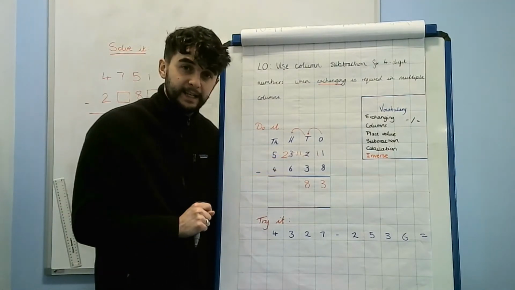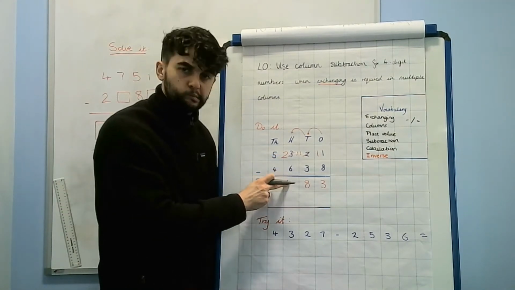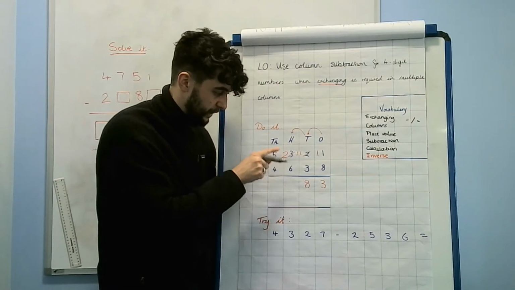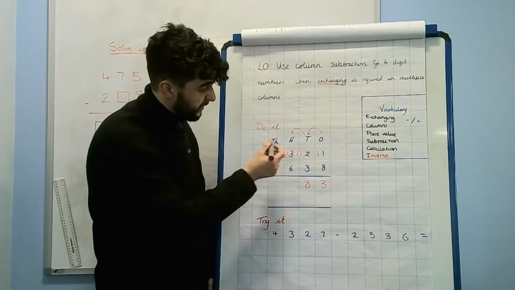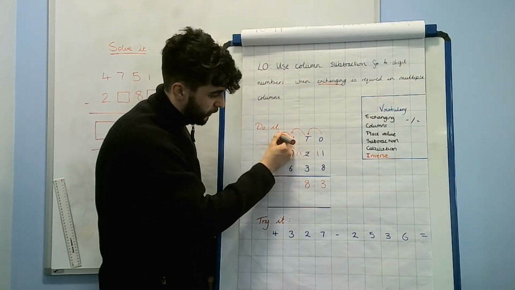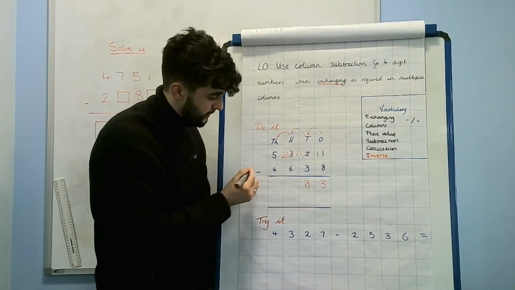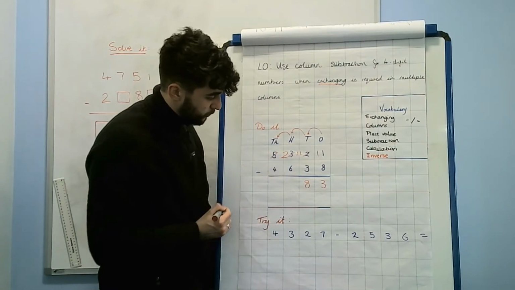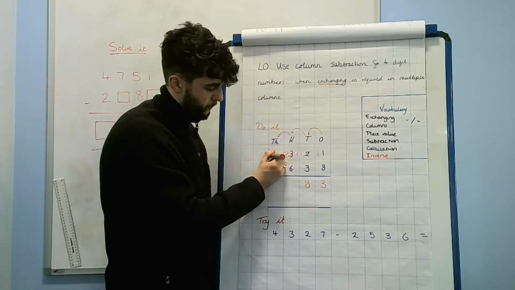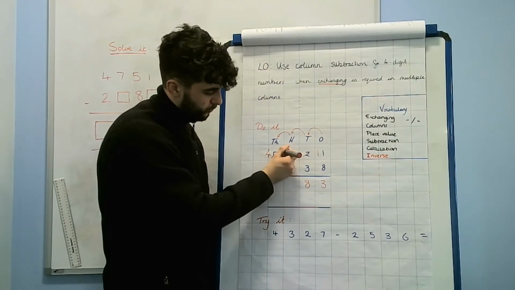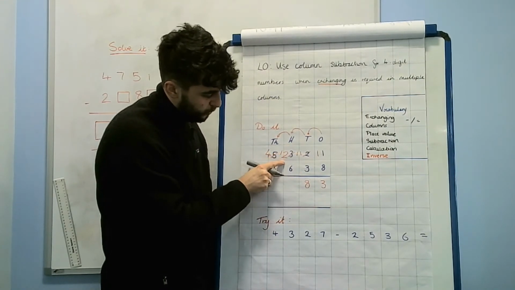2 subtract 6. Can I do it? No, because remember, you can't subtract a larger number from a smaller number. Can we knock next door again? Yes, we can. Goodness me. A lot of exchanging going on today. Take away one of the thousands. So 5 take away 1 is 4. Bring that 1,000 across. 1,200.